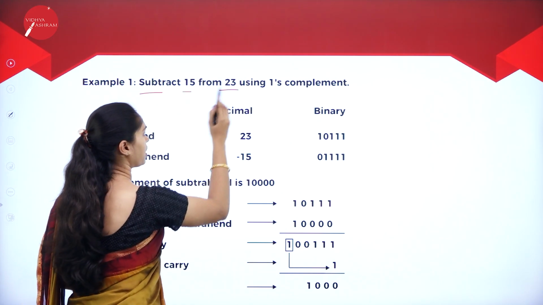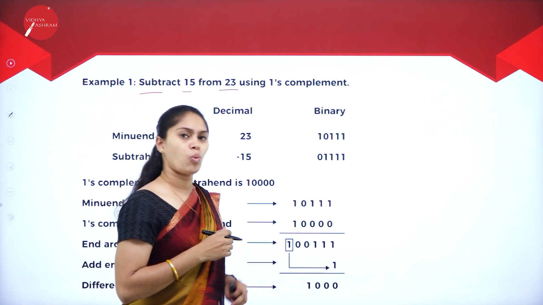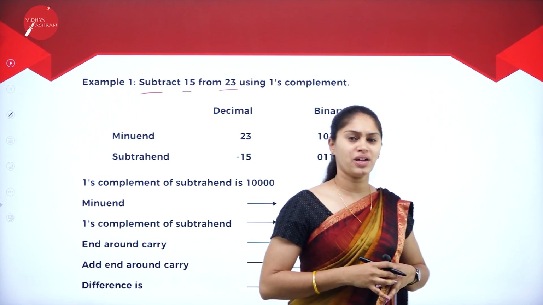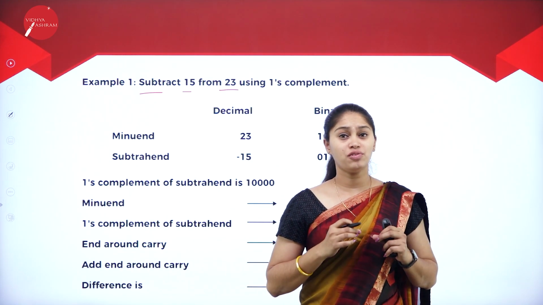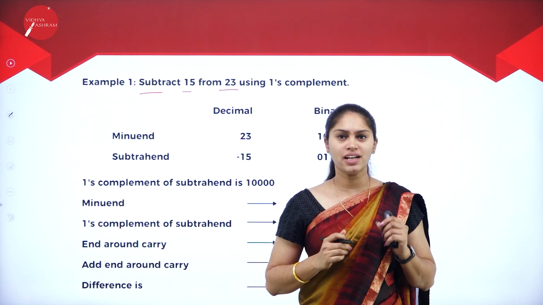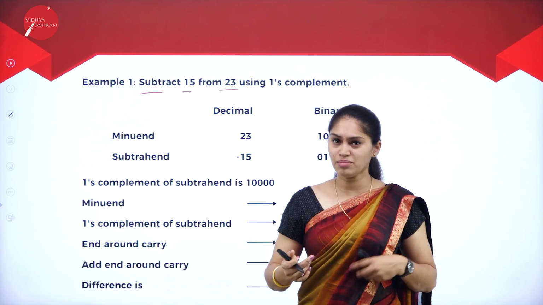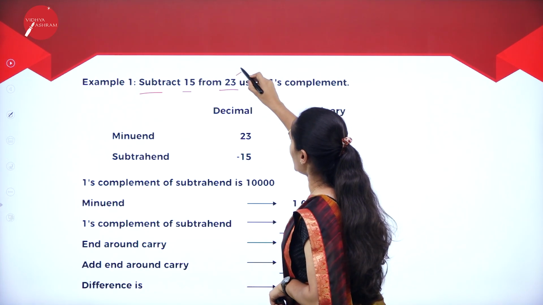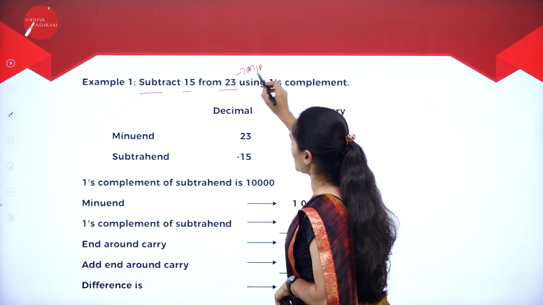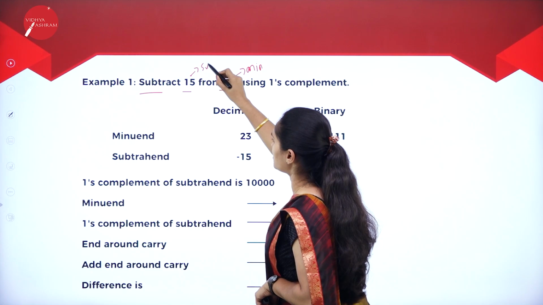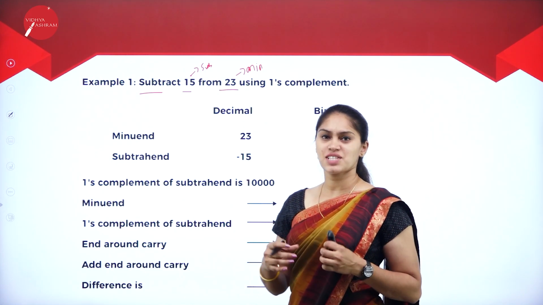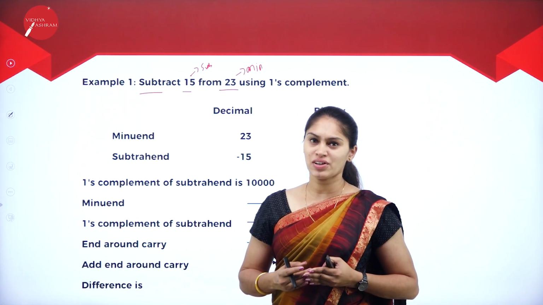Subtract 15 from 23 using 1's complement. What we are doing here is subtracting 15 from 23. Which is minuend and which is subtrahend? What we have after "from" is 23, so I can call this the minuend, and this will be the subtrahend. So which number has more weightage here, either 23 or 15?